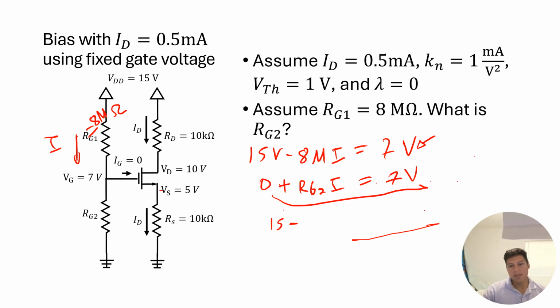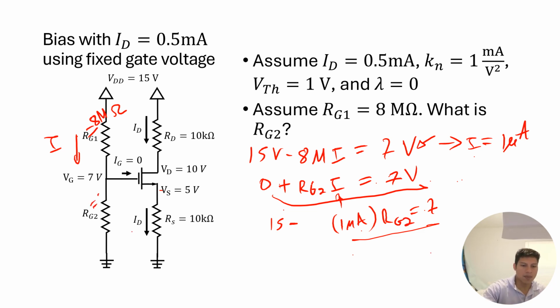So here we have 7, we subtract 15 from 7, that will give us negative 8 divided by 8, and that's going to give us that I has to be equal to 1 microamp. And so if I has to be 1 microamp, that times Rg2 has to be equal to 7, so that gives us that Rg2 has to be 7 mega ohms. That's it.